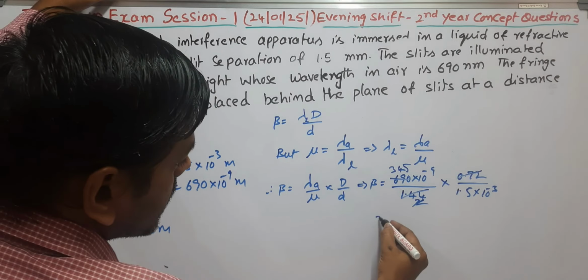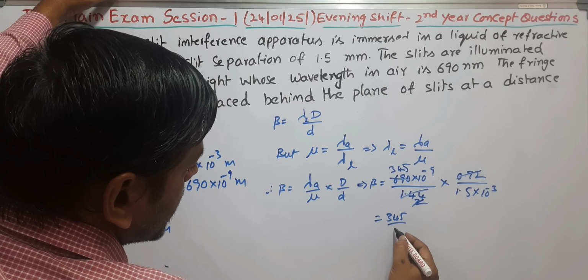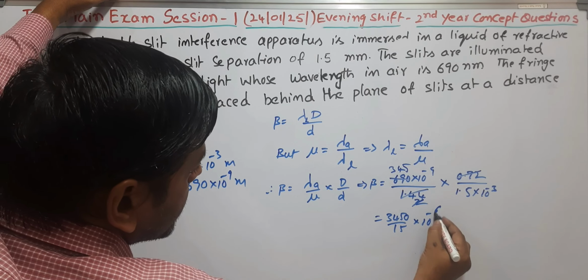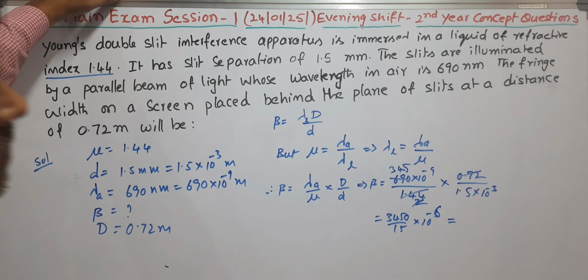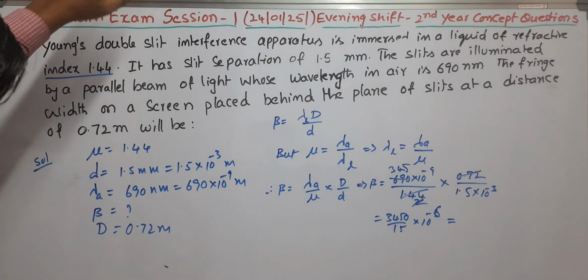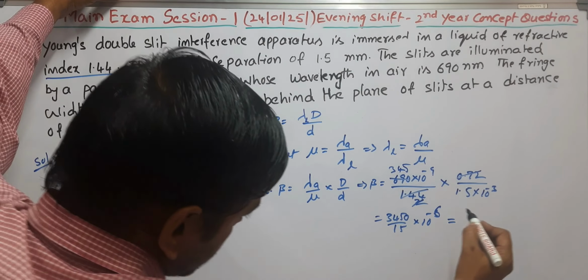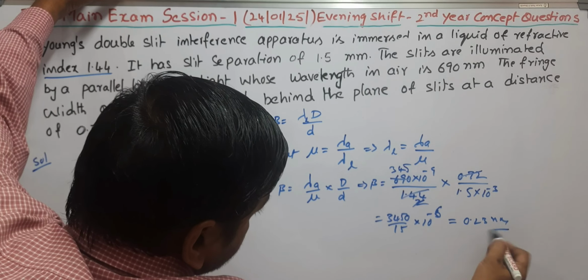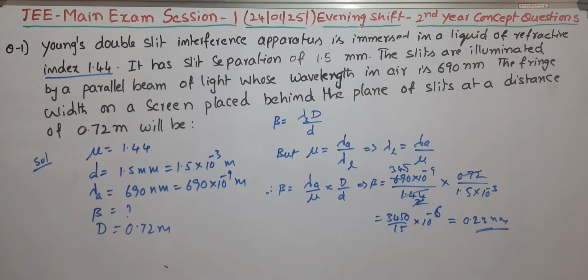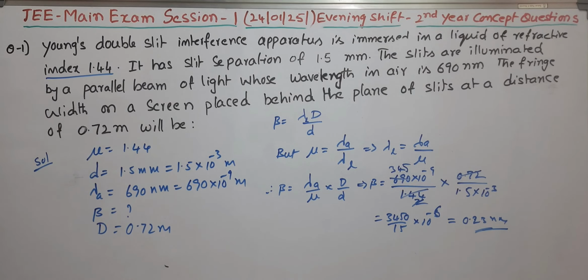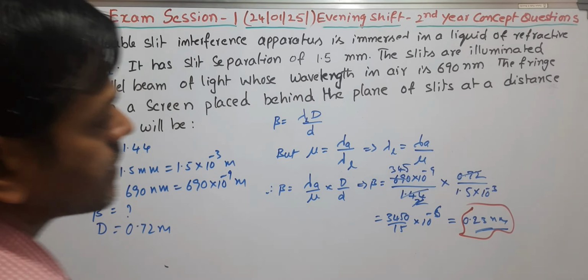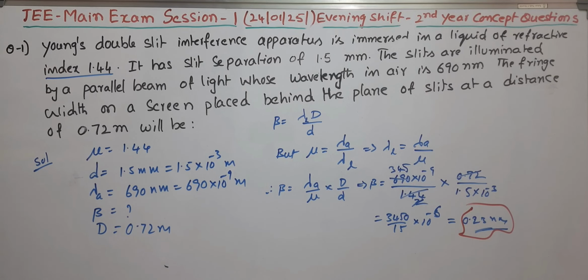So when you calculate, 345 by 15 into 10 power minus 6, which is 0.23 nanometer. Yes, correct. 0.23 nanometer. This is the answer for this question. Right.